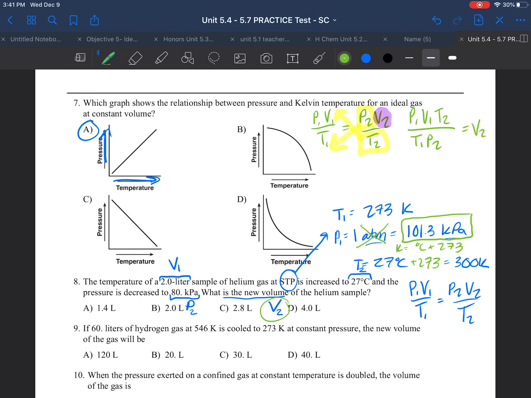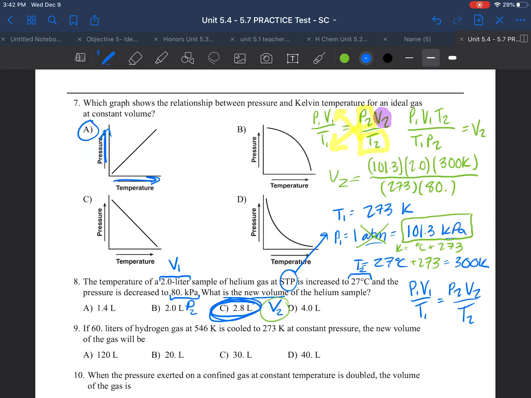And so now you just have to plug in all your variables. So we have 101.3 kPa. I'm not going to write the units just to save room, but the proper way to do it is to write units. And then V1 is 2 liters. And then we have T2, which is 300 Kelvin, all over T1, which is 273, times P2 of 80 kPa. And so when you calculate this out to get V2, the correct answer here is going to be C.